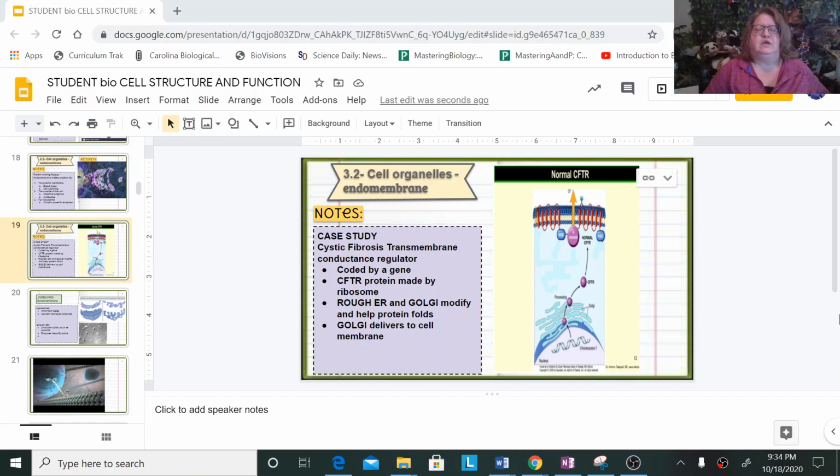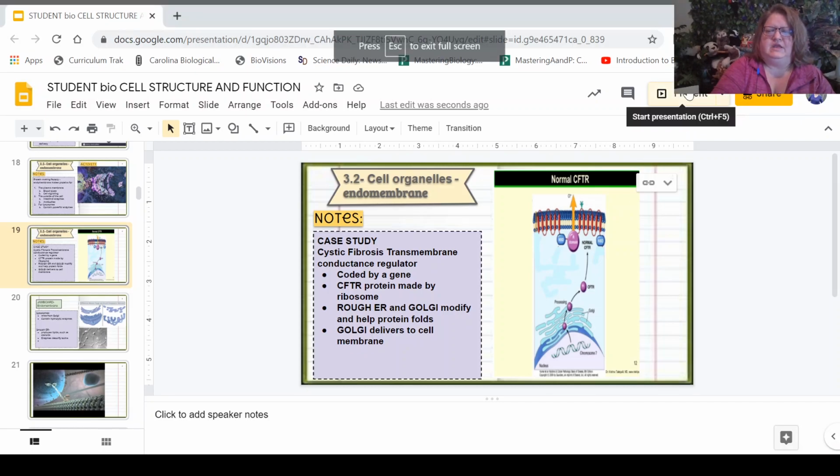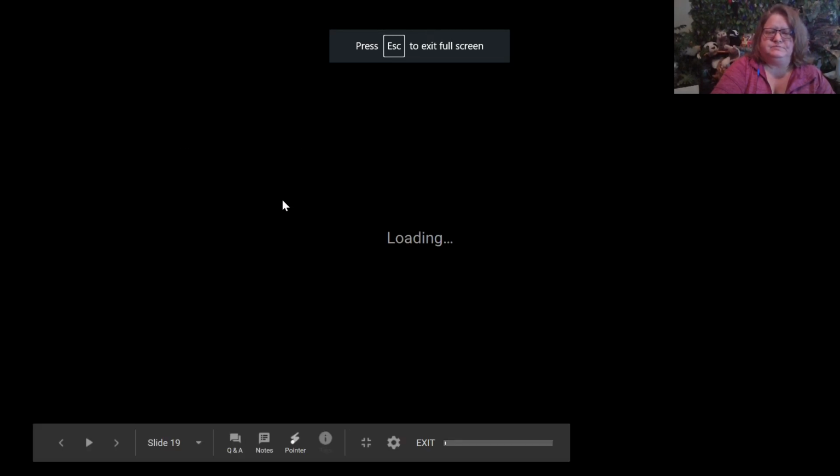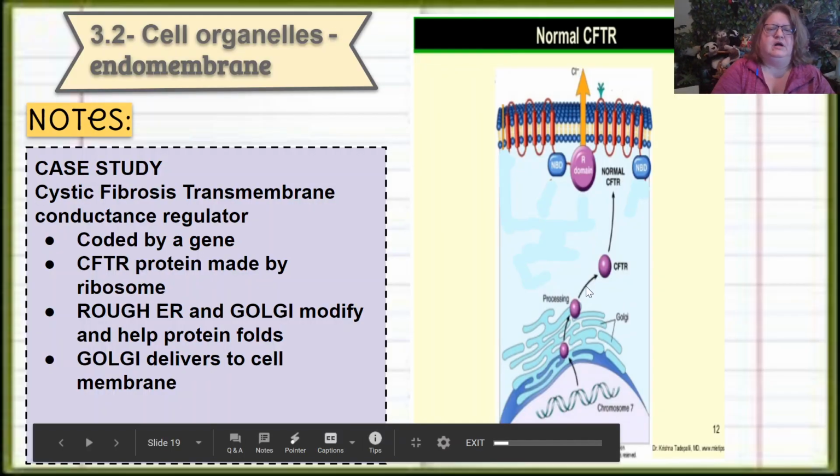Typical eukaryotic cell. Where we left off last week, we were talking about the endomembrane system, the organelles that were involved in making proteins. Just a quick review, here's our slide, slide 19. I had given you, just for your thinking, especially over your homework, to practice all of the organelles. And so here is an example of the endomembrane system at work.